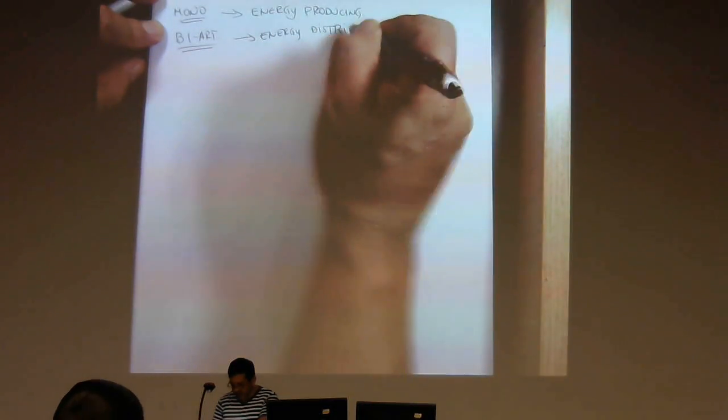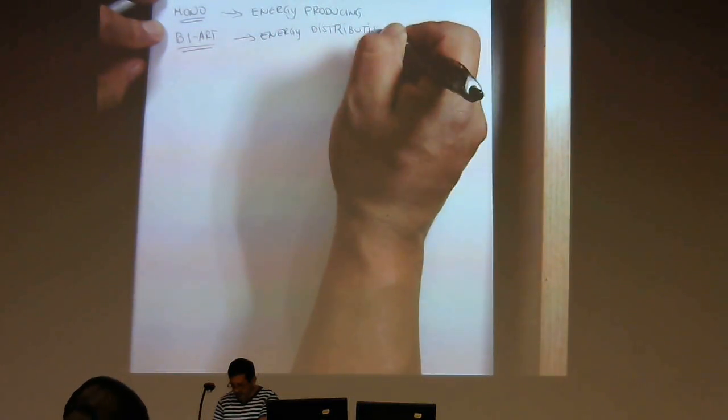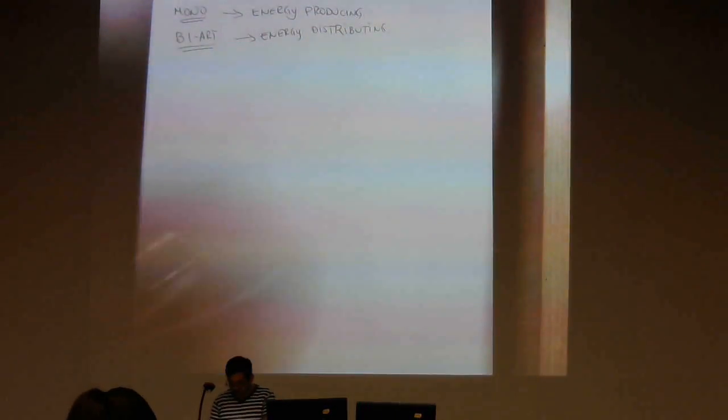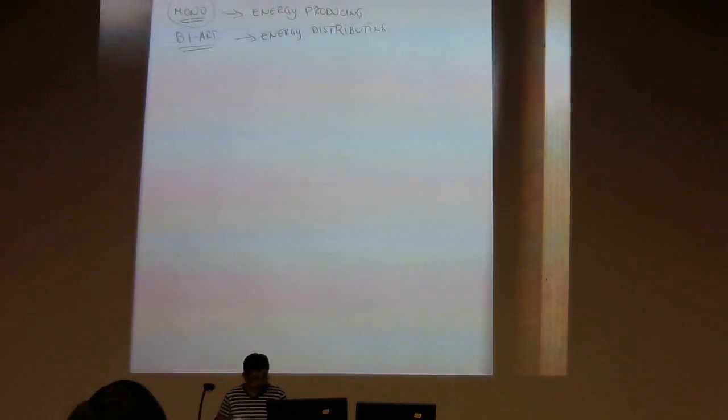They are energy distributing muscles. So the onus of producing energy is on the monoarticular muscles. They are the guys that are to be strong. And indeed, they are.